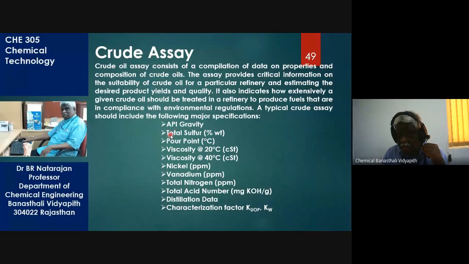It will list the API gravity, total sulfur, pour point, viscosity at 20 degrees, viscosity at 40 degrees, nickel content, vanadium, because many catalysts are used in refining. So the presence of these metals may influence or affect the catalyst. So they must be assessed. That is why it is known as crude assay. So like your health checkup, the crude oil has undergone a checkup to get all these parameters. Total acid number by titration with potassium hydroxide, distillation data, characterization factor, all this is in a printout. Okay, so that is your crude assay.